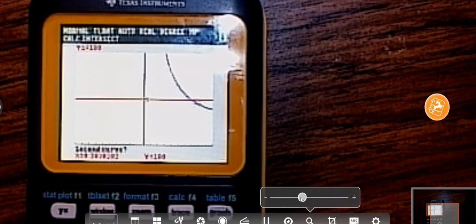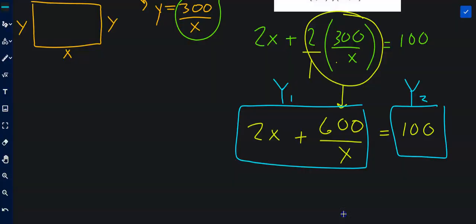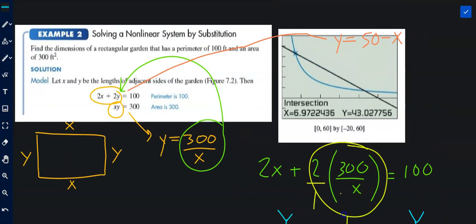Is the second curve the other one? Yes. Hit the enter button. Do I need to guess? No. 6.97? Is that exactly what they found when they did it? It is.